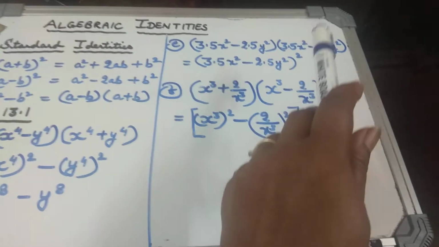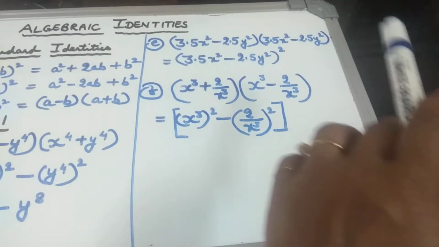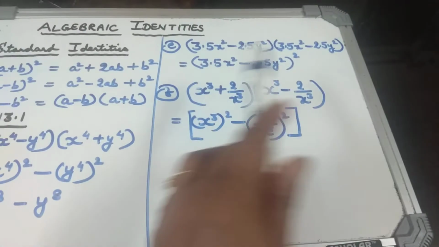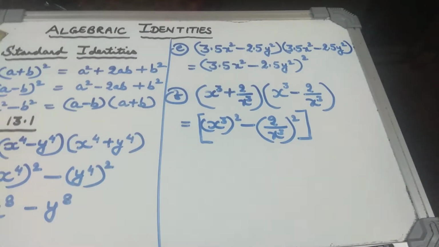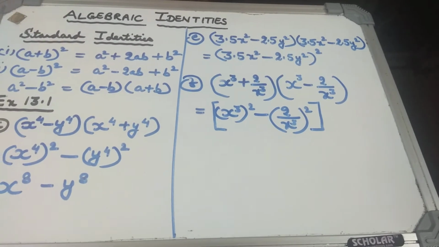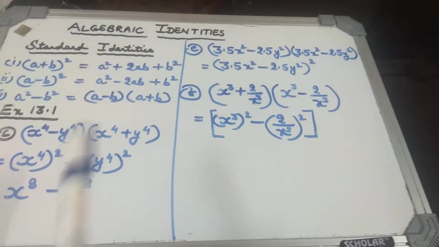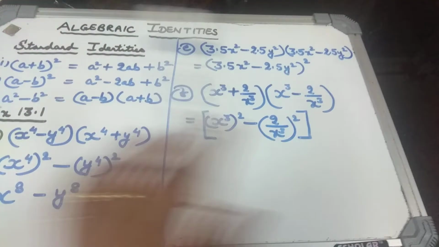Because x into x is equals to x square. So this complete bracket into this complete bracket becomes to the power 2. That is all. Nothing to worry about. So anything when multiplied 2 times, you write to the power 2. So write the complete bracket to the power 2.